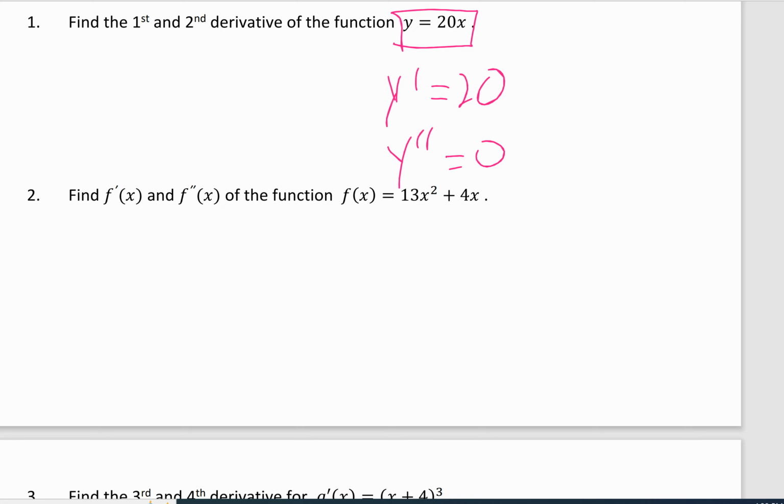F and f double prime, similarly, 13x squared plus 4x is your initial thing. So that becomes 26, right? You end up going down a power and doubling. You take that 2 and say 26, and you get rid of the x. So there's my first derivative for f prime. F prime of x. Now f double prime is simply f prime prime. Do it again. And you get 26.